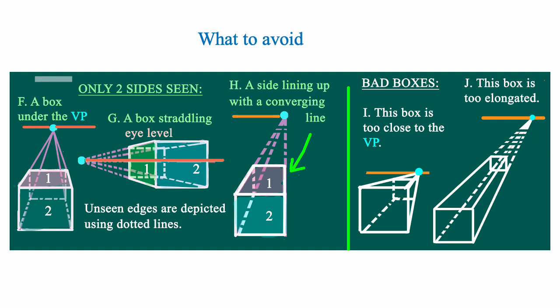Here are some boxes that you would want to avoid. Avoid having only two sides visible since it's not as informative as three sides, and that occurs when the box is directly underneath the vanishing point, when the box straddles eye level, or when one side lines up with the converging line. Perspective is distorted if the box is too close to the vanishing point, causing the distant part to taper quickly. If the box is far away from the vanishing point, it could appear too elongated. The artist always can intentionally distort perspective, however, to add drama and tension.